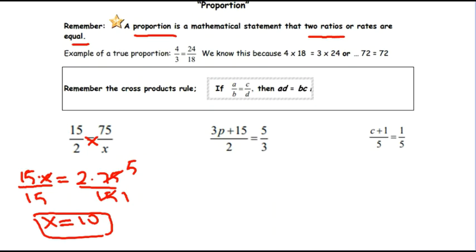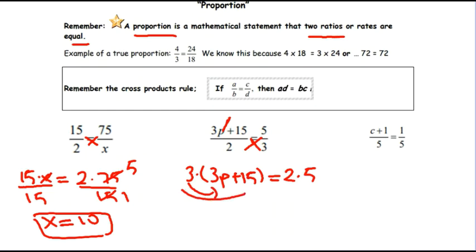In the second example, again we have two ratios that are equal to each other, and then we have this missing value p that we need to find out. So we've got to do the cross multiplication so that we can get two cross products. So 3 times 3p plus 15 is equal to 2 times 5. So when you multiply 3 and 3p plus 15, if you don't want to get confused with this cross product, please put this 3p plus 15 into parentheses and distribute this 3 into the parentheses.